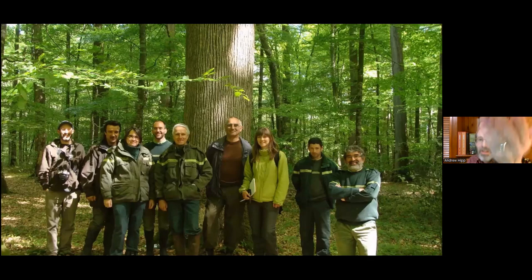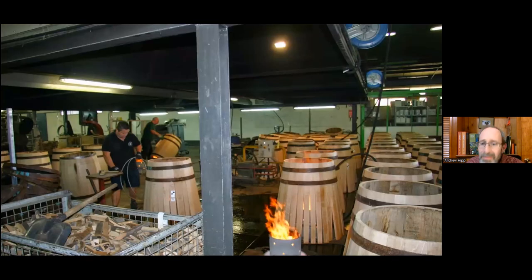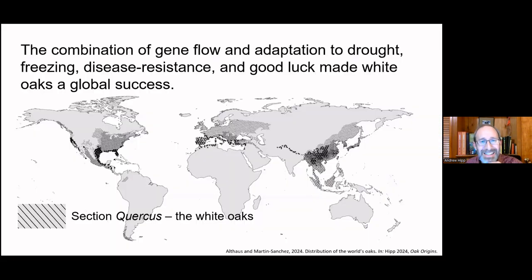And in fact, the white oaks went on to cover Eurasia, so that when you look at these giant white oaks, this is a Quercus petraea in a northern French forest, and you think about the wine barrels that you're getting, the good French wines, these are really Eastern North American descendants that thrived when they hit Eurasia. The combination of gene flow and their adaptation to drought, freezing, disease resistance, and a little bit of good luck made white oaks a global success. Almost anywhere in the world where you find oaks, you find white oaks, with a notable exception, Southeast Asia. Way down here only has ring-cupped oaks.